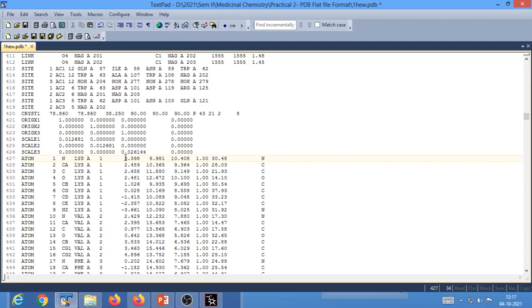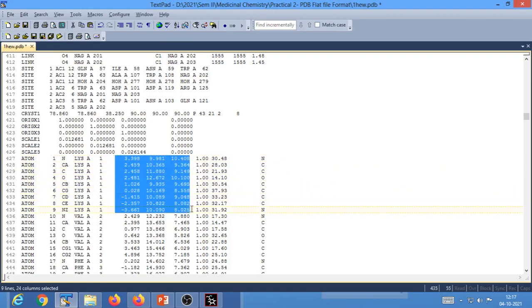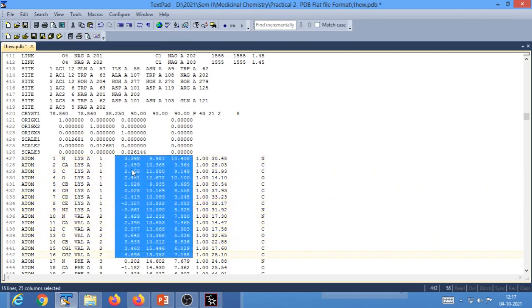Okay, so these 3 lines, or you can say these 3 columns, correspond to the x coordinate, y coordinate, and z coordinate of your protein molecule. Okay, so the protein structural information begins with the lines that have the keyword ATOM and ends with the line that has the keyword TER, or termination line. So this is the take home message.